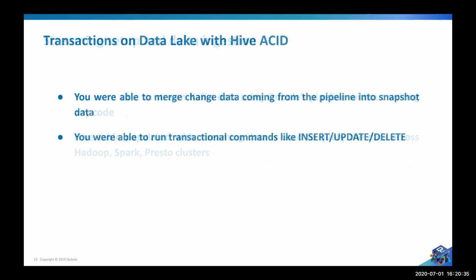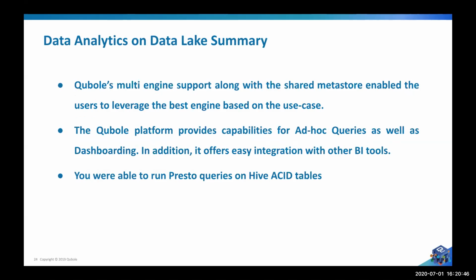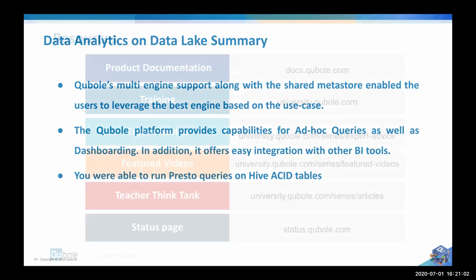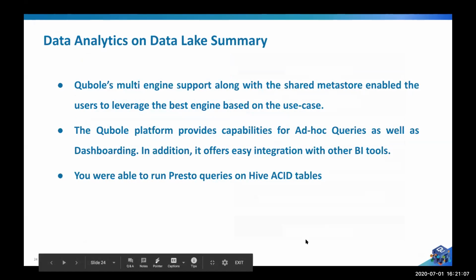Then we moved on to performing some transactions on the data lake. We looked at merge statements as well as primitive insert, updates and deletes. And finally, we did some visualization and analytics using Presto and Spark. Right, and we basically leveraged Qubole's shared meta store where we had defined all the tables and the multi-engine support for all of these engines as well as for the Hive ACID use case. So that's it, right? Matt, over to you if you have the poll results.